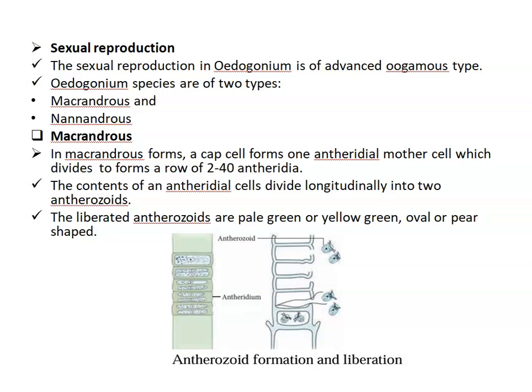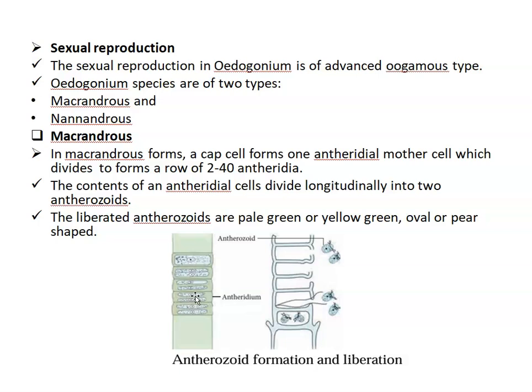macrandrous species, normally a cap cell forms one antheridial mother cell, which divides to form a row of 2 to 40 antheridia. You can see here antheridia in a row. So antheridia are broad, flat, short, and cylindrical. The content of antheridial cells divides longitudinally into two antherozoids. The antherozoids are liberated in the same fashion as zoospores.